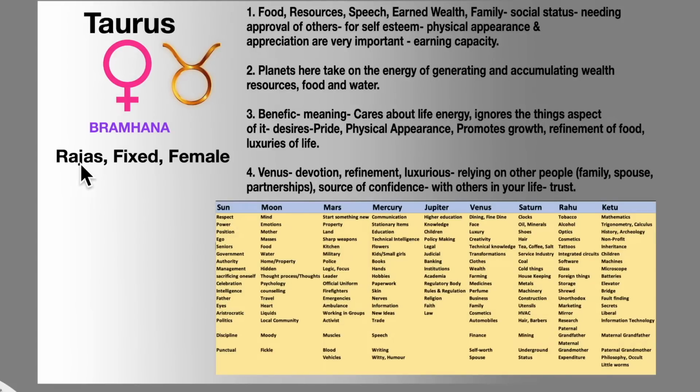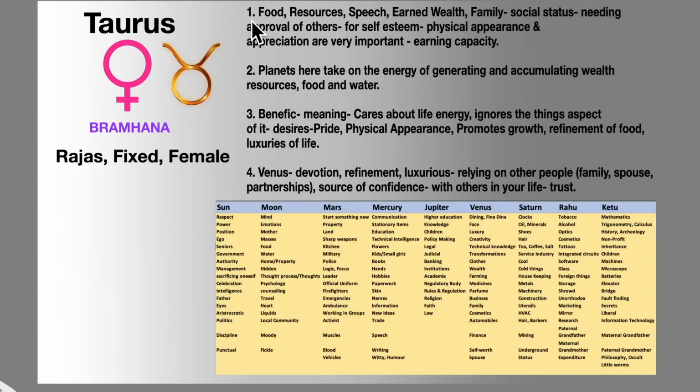Its quality is Rajas. Rajas meaning passionate, constantly moving energy of creation. It is fixed sign, so everything that falls in Taurus has a fixed attitude about it. If Saturn falls in Taurus, for example, your profession will be pretty fixed in nature. Any of the fixed signs, 2, 5, 8 and 11. And this is a female sign.